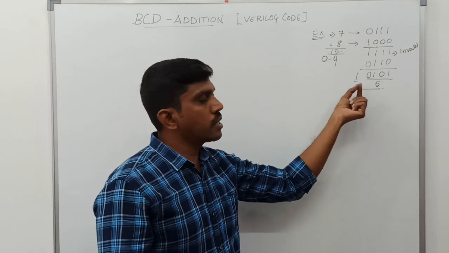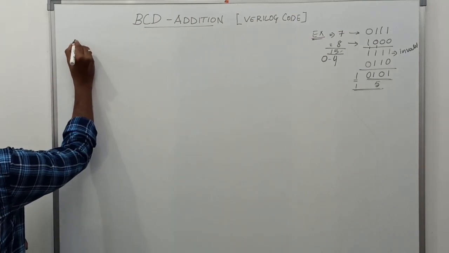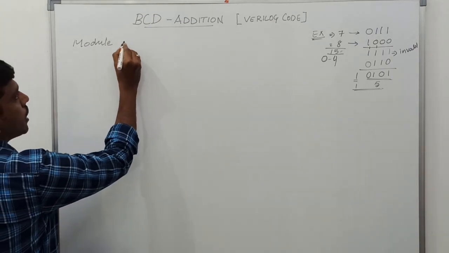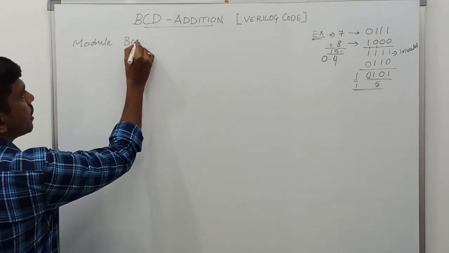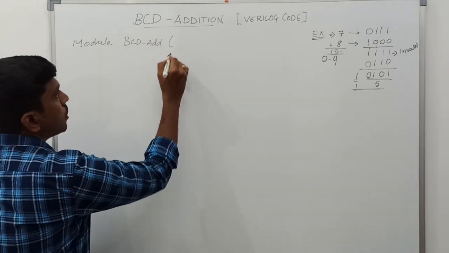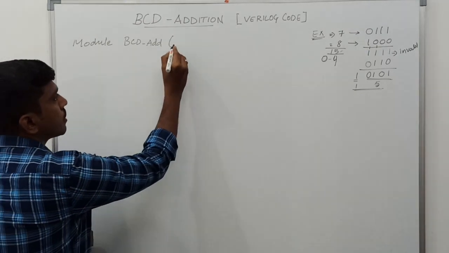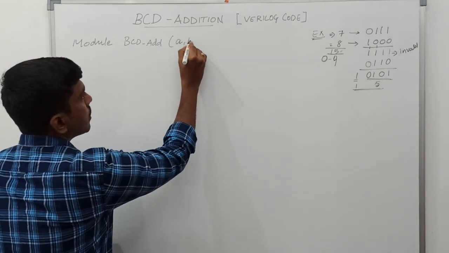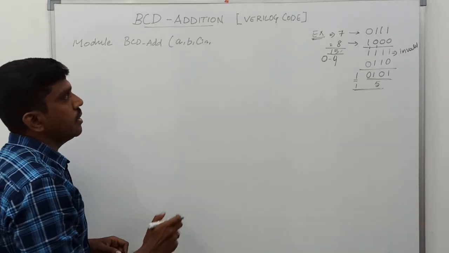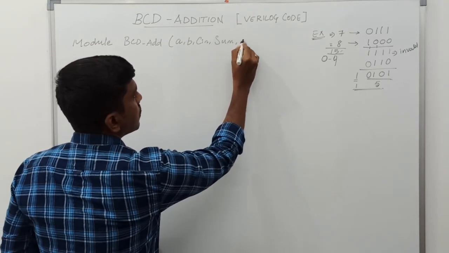So this concept is implemented in a Verilog HDL program. As usual, first you write module, then the module name. The module name is BCD addition. Then you declare the input variables and output variables for BCD addition. The input variables are A, B, then Cin. Cin represents carry in, then the results are sum and carry.